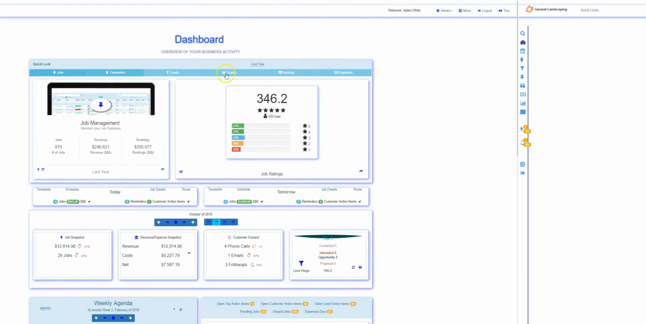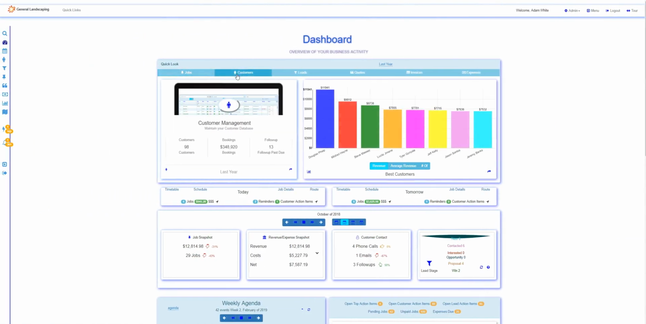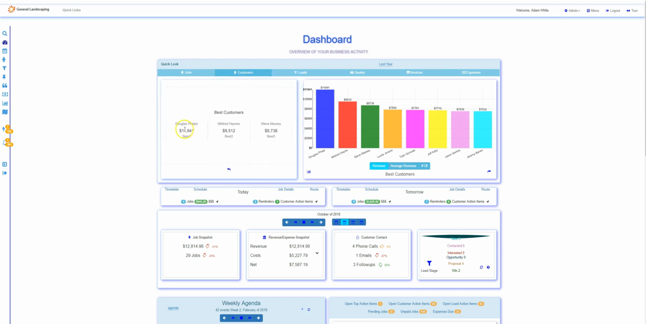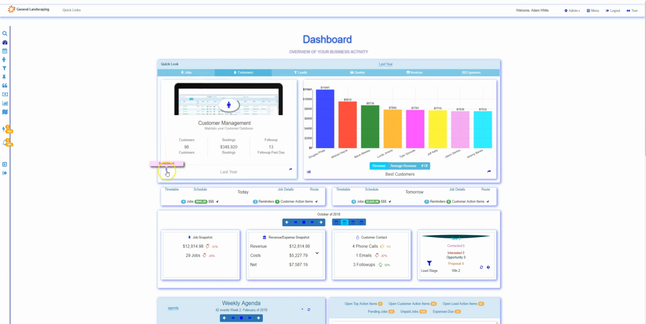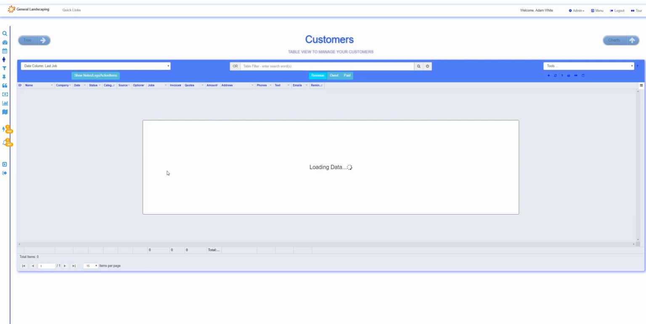All right, so if we change the Quick Look view to customers, we get a similar set of information, but this is now customer based. We see that we had 98 new customers last year, with a total bookings of almost $350,000, and there are 13 follow-ups past due, so reminders that need to be followed up on. And on the flip side, we see who our best customers were. So Doug provided us about $12,000 in business, Mildred about $9,500, and Steve $8,700. We can also jump to the customer table by clicking on the person icon.